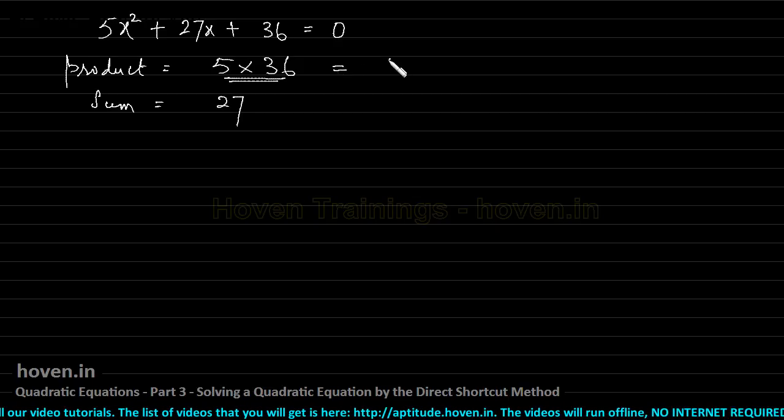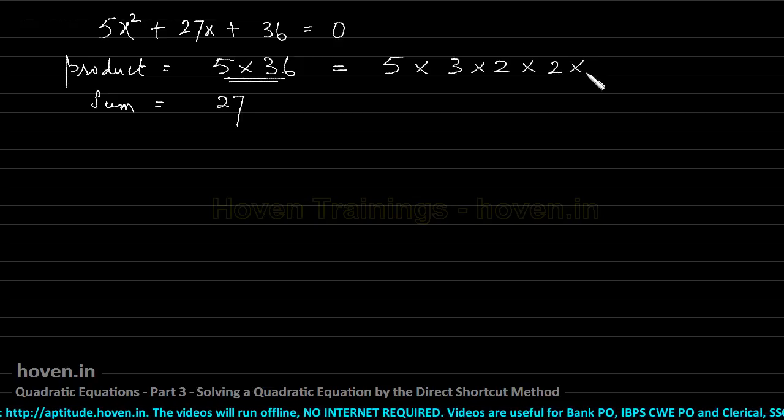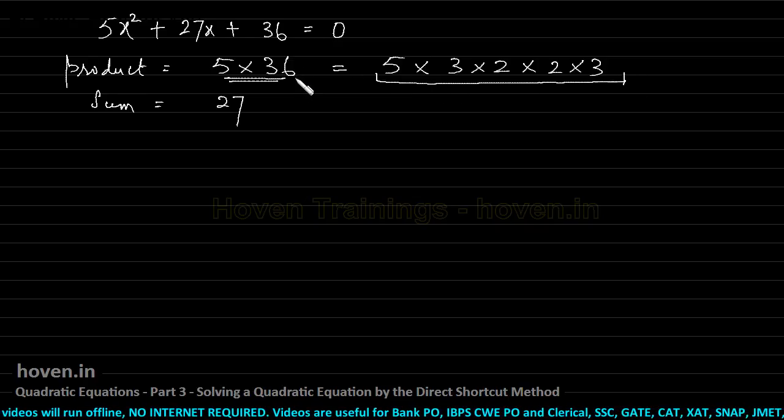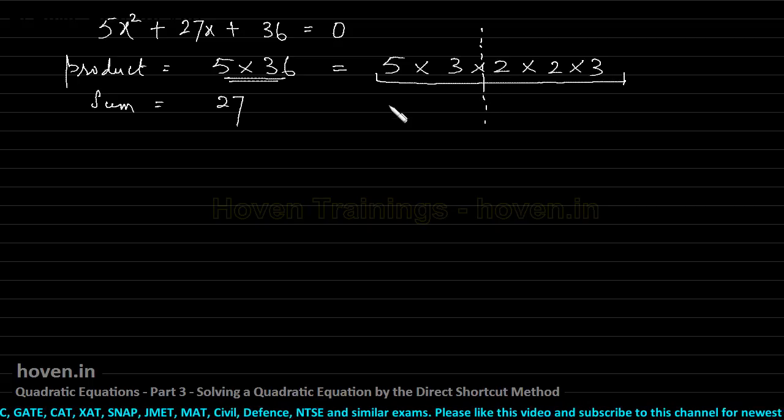So we will write it as 5 multiplied by 3 multiplied by 2 multiplied by 2 multiplied by 3. So this is the prime factorization of 5 multiplied by 36. I haven't multiplied it because ultimately I was going to factorize it. So I have orally factorized 36, which is 3 into 2 into 2 into 3. Now we have to partition these 5 numbers into 2 parts. Obviously, we can draw a line here. It will give me 15 for this and 12 for this.